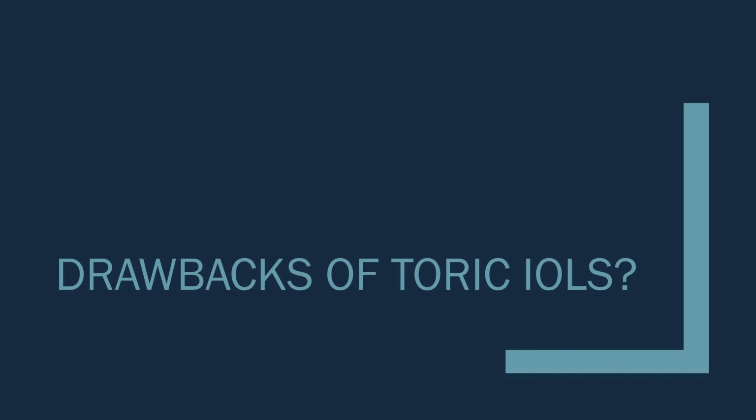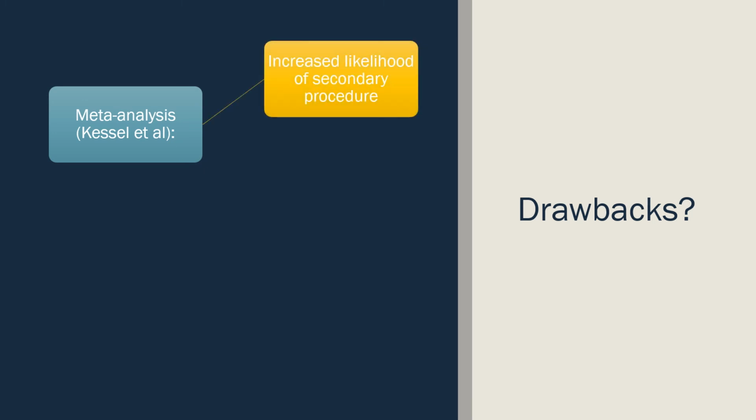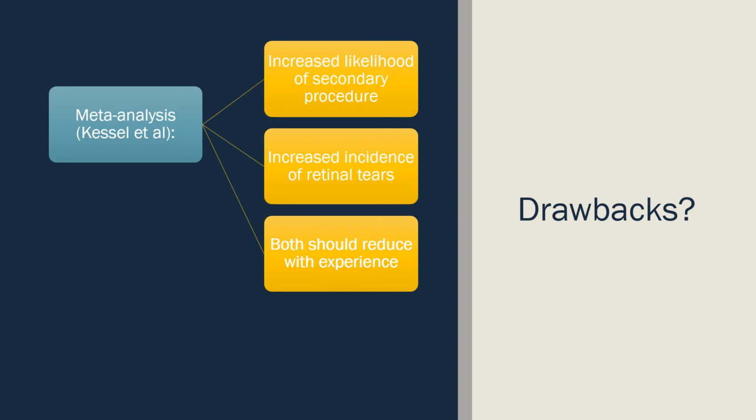So just to finish off, I thought I'd just quickly mention the potential drawbacks of using toric lenses. The meta-analysis by Kessler et al. found, unsurprisingly, that using toric lenses leads to an increased likelihood of a secondary procedure. Interestingly, they also found an increased incidence of retinal tears, which was attributed to the increased manipulation required to ensure accurate toric alignment intraoperatively. And both of these should reduce as you gain in experience with toric lenses.